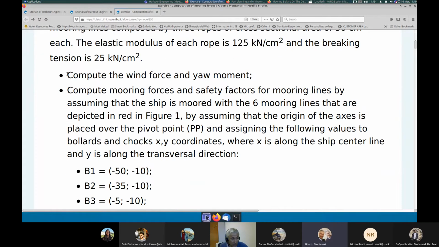Now, what do we have to do? We have to compute the wind force and the yaw moment, first of all. The yaw moment is the moment around the vertical axis of the ship. This is something that we need to do first: computing the wind force and yaw moment. Basically, the wind force is to be estimated by using the empirical relationship that we discussed.